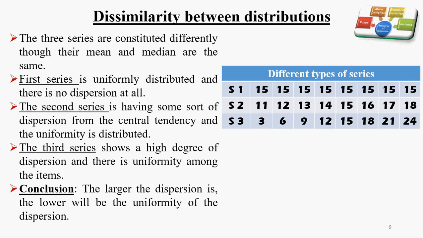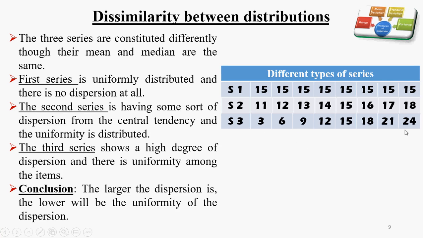So in conclusion, by looking into series 1, series 2, series 3, what we can say here is, the larger the dispersion is, the lower will be uniformity. So you can understand, the dispersion in series 3 is very large when compared with the other two. So in the end, we can say the larger the dispersion is, the lower will be uniformity. It should be very close. Then only uniformity is even.